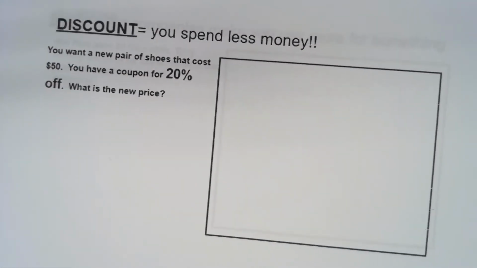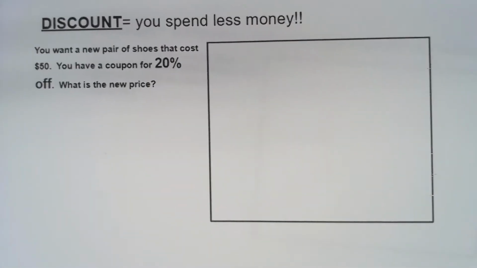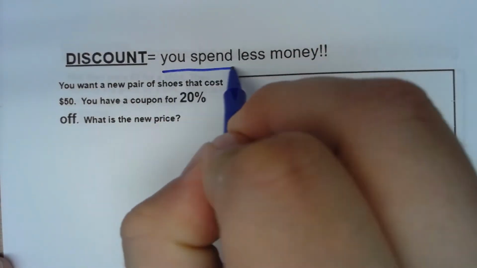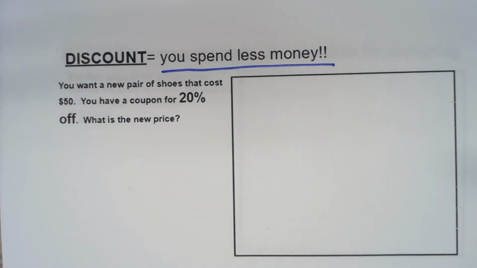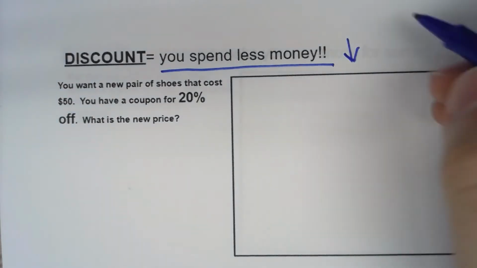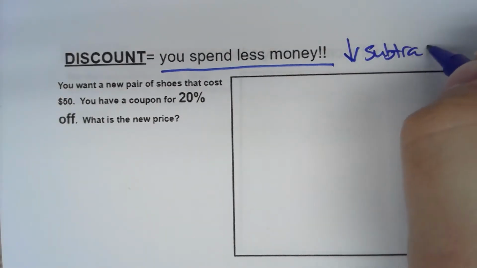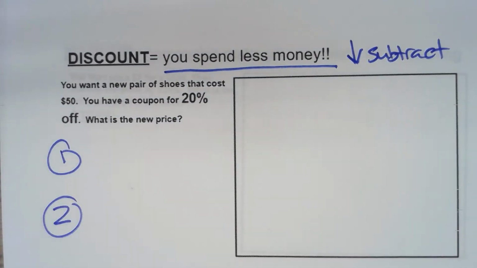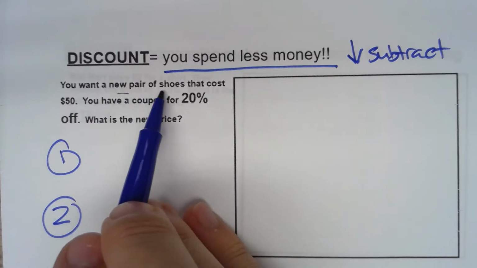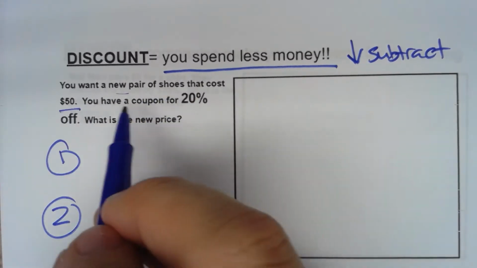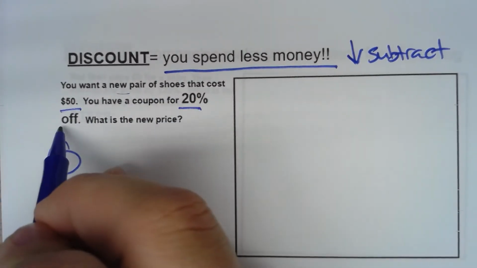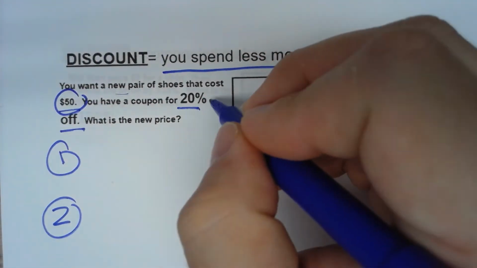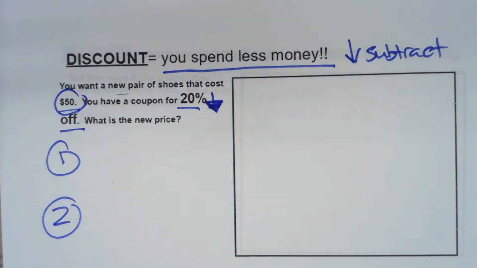Okay, let's do discount. Discount is the same, except now you're spending less money. Okay, you pay less money. So now you have to subtract. But the first 2 steps are the same. You want a new pair of shoes that costs $50. You have a coupon for 20% off. That means $50 is going to go down 20%.